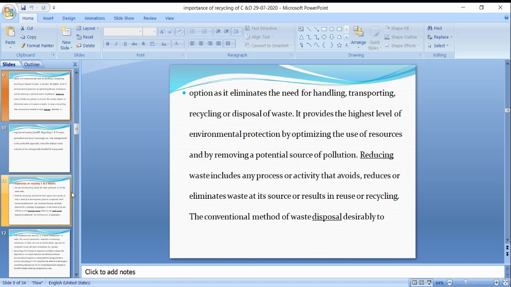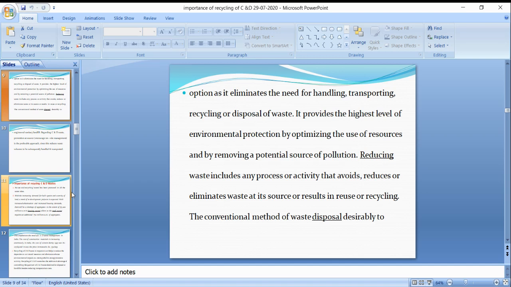So it provides the highest level of environmental protection by optimizing the use of resources and by removing a potential source of pollution. So if you give importance to optimizing the use of resources, then only we can protect the environment and also the potential source of pollution. So nowadays, instead of going to the power grid, we are using solar panels. By that we are making maximum use of a natural resource, the sunlight. So by that we are getting the power.